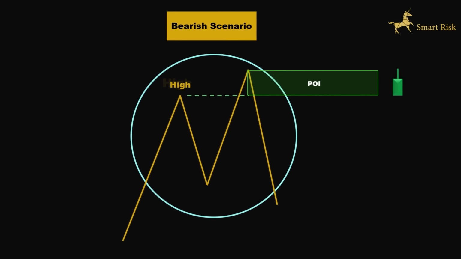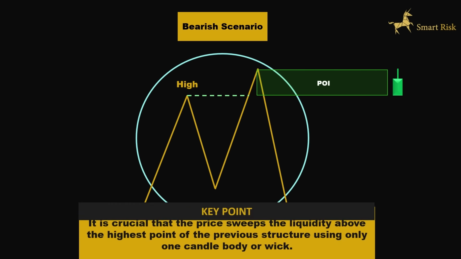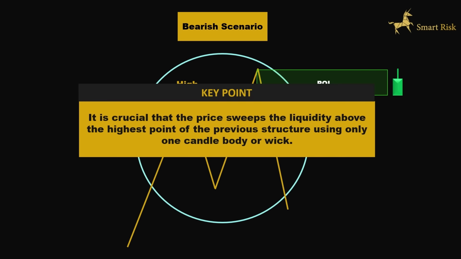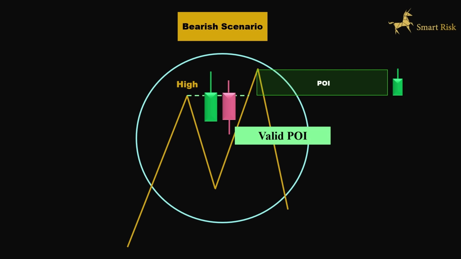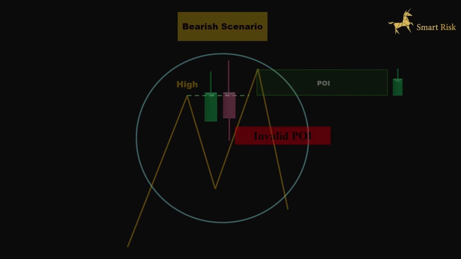For a high-probability bearish point of interest, it is crucial that the price sweeps the liquidity above the highest point of the previous structure using only one candle body or wick. Additionally, the subsequent candle's body or wick should not exceed or close higher than the first candle's body or wick. We want to see an immediate reversal in price direction, with the price returning to the range below the high after the liquidity sweep.